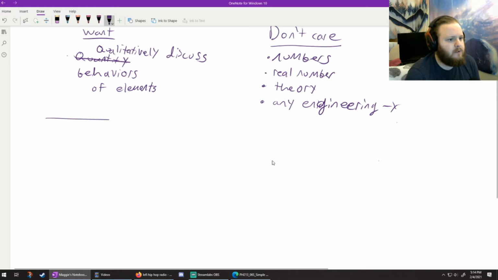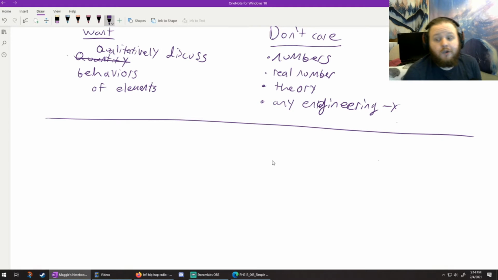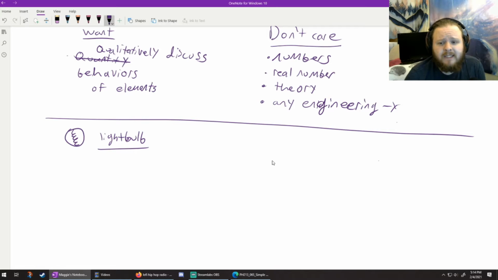So let's talk about a circuit. I am going to introduce the only circuit element that exists. This is a light bulb. And light bulbs are very convenient, and we're going to build our entire theory around this light bulb. Obviously, we're going to have some other symbols in here.